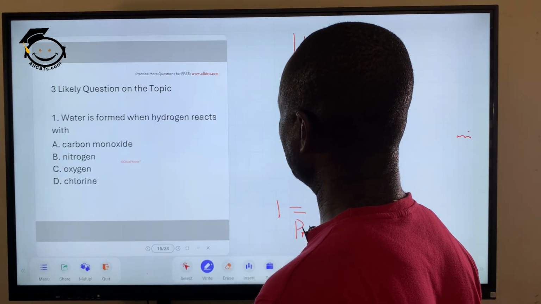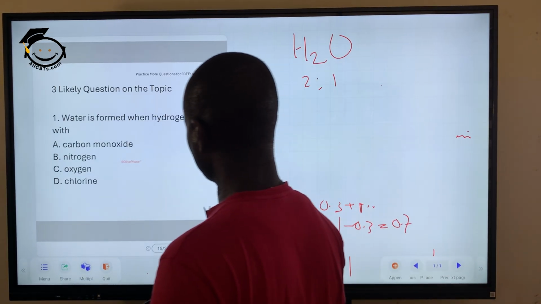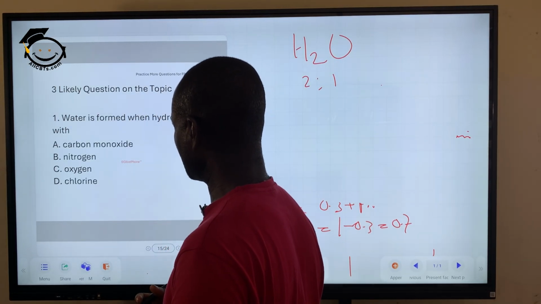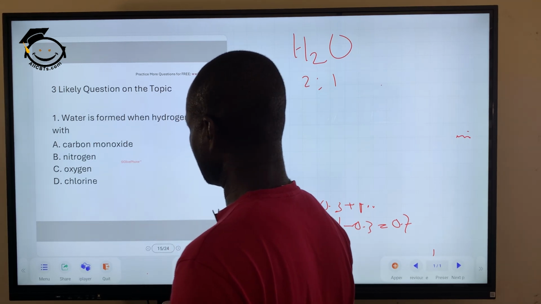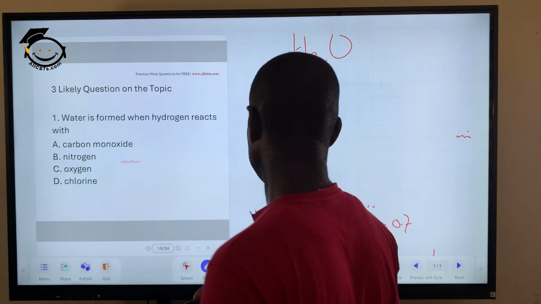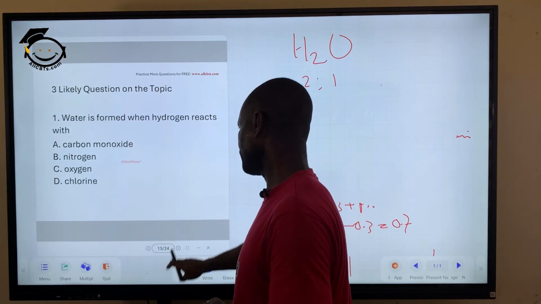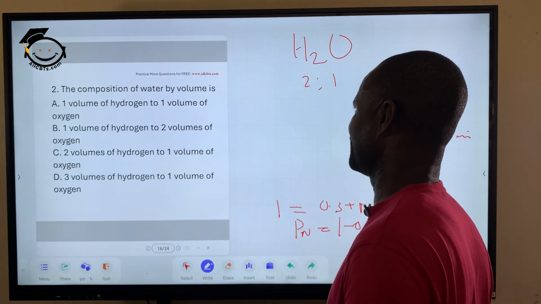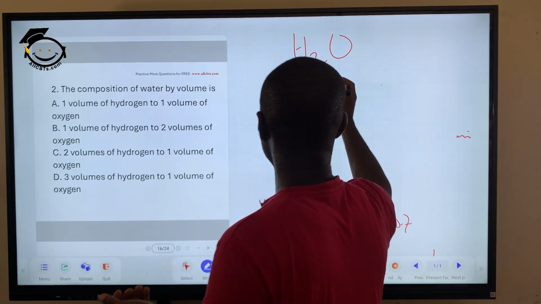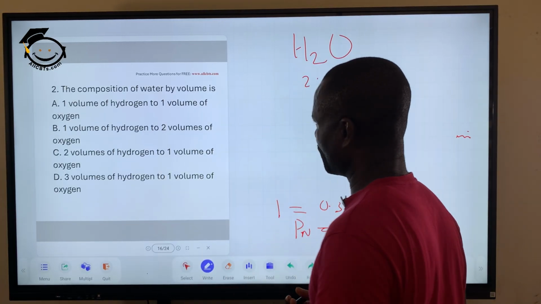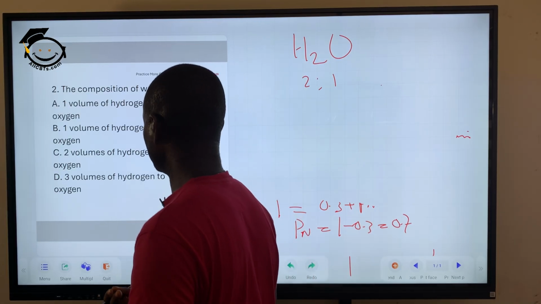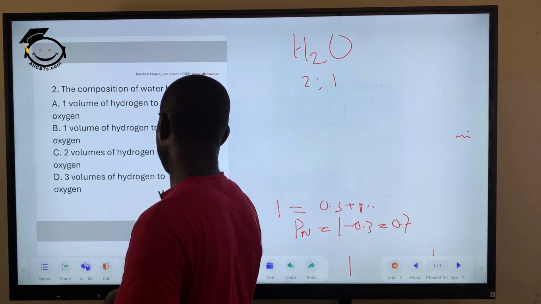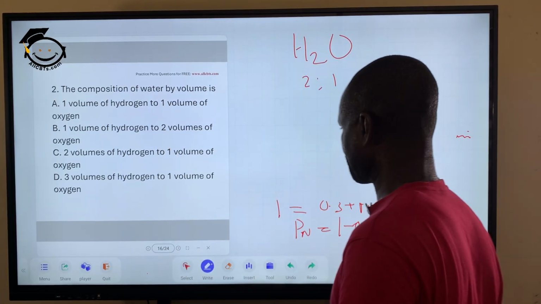Water is formed when hydrogen reacts with, we said water is always formed when hydrogen combines with A, carbon monoxide, no. B, nitrogen, no. C, oxygen, which is the correct answer, in the ratio 2:1. The next, another simple question: the composition of water by volume is, of course, we just said it, 2 volumes of hydrogen combined directly with 1 volume of oxygen. What are the options? A, 1 volume of hydrogen? No. B, 1 volume of hydrogen? No. C, 2 volumes of hydrogen to 1 volume of oxygen, which is the correct answer.